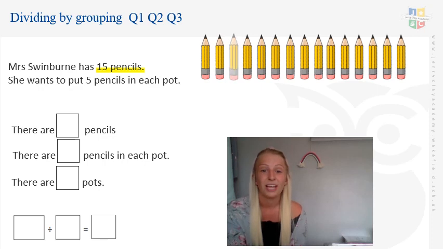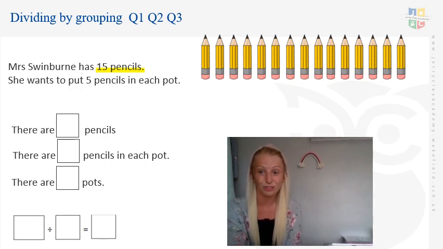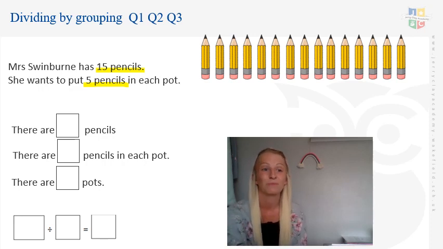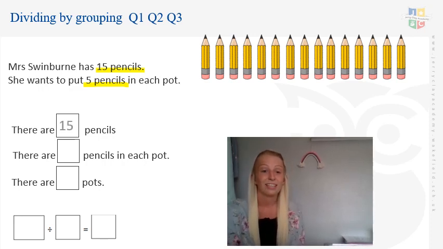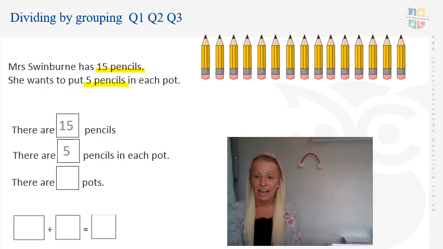1, 2, 3, 4, 5, 6, 7, 8, 9, 10, 11, 12, 13, 14, 15. Fantastic. Mrs. Swinburne has 15 pencils. Let's see how she's going to divide them. She wants to put 5 pencils into each pot. So we're going to put them into groups of 5 for each pot. So we're starting with 15 pencils, and there are 5 pencils in each pot. So we need to see how many pots, how many groups of 5 we can make.